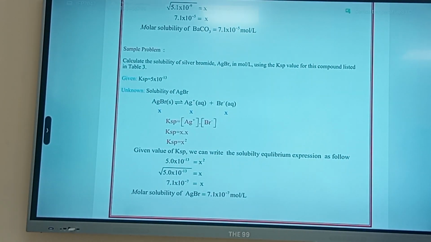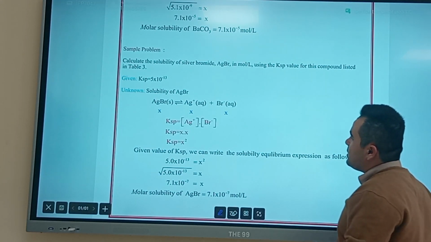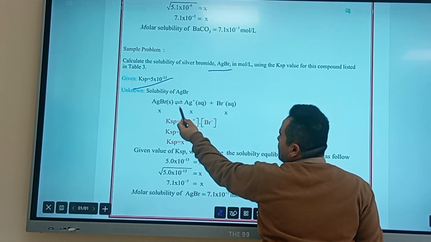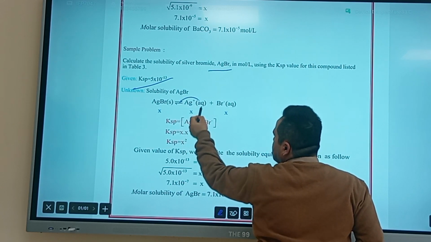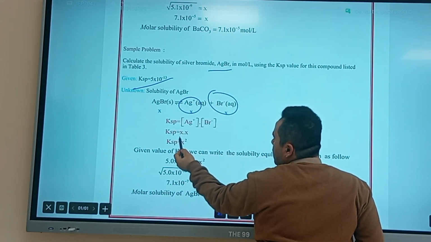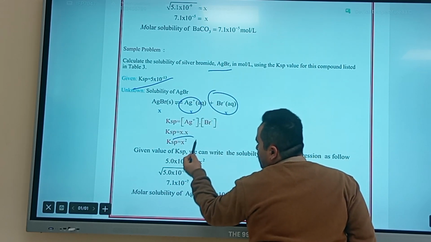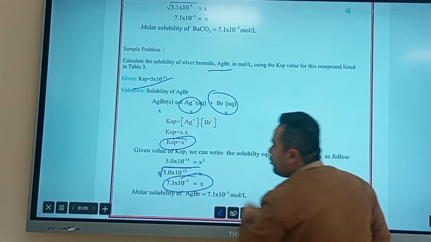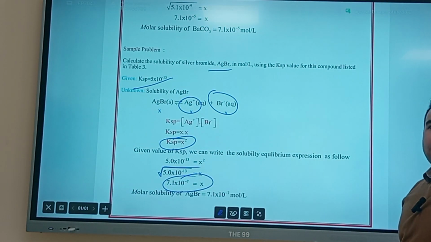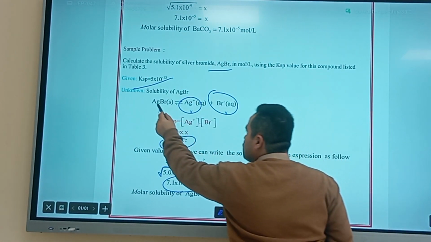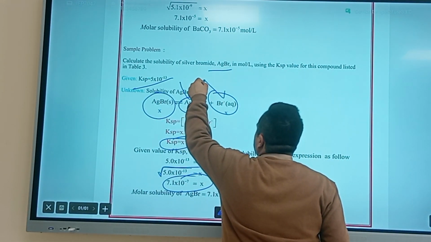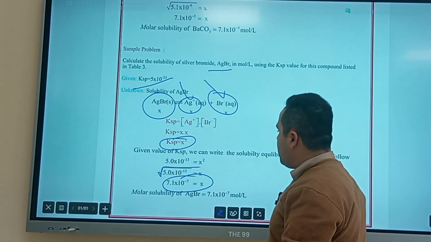Sample problem, let us solve another sample problem, guys. The KSP for AgBr is given. Write the equation for the solubility: AgBr will produce Ag plus Br. X multiplied by x will be x squared. Take the square root of that, you'll get the value of x, and x is equal to the solubility of this salt, the concentration of Ag, and the concentration of Br as well.